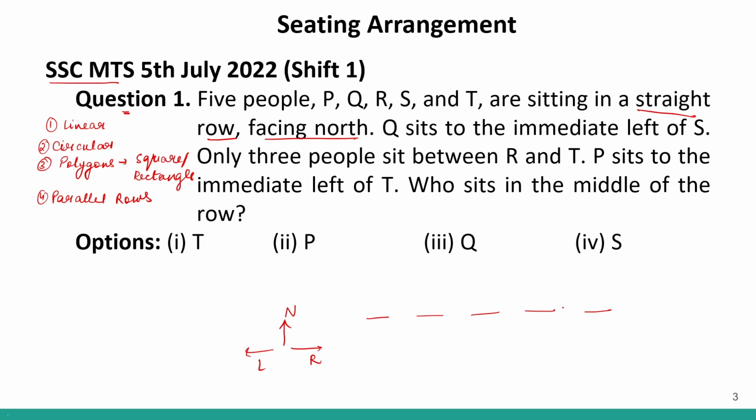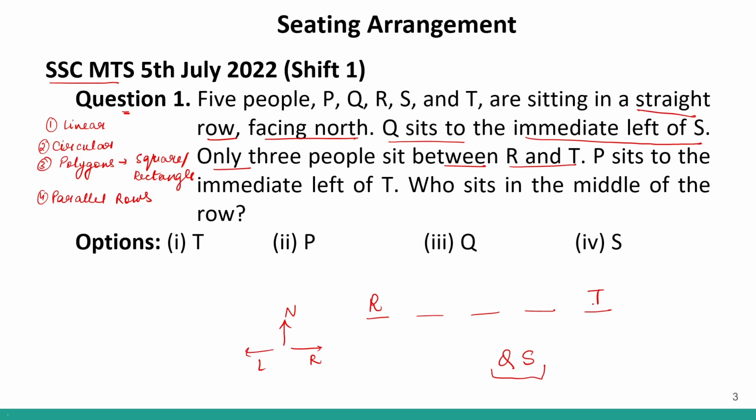Okay, now it is given to us that Q sits to the immediate left of S. So if S sits over here, Q will sit immediate left of S. So this is a pair, correct? This is a pair. We cannot place it in the arrangement yet, but we will keep this information on the side to be used later. Only 3 people sit between R and T. Only 3 people. So if R is over here, T will be over here, correct?